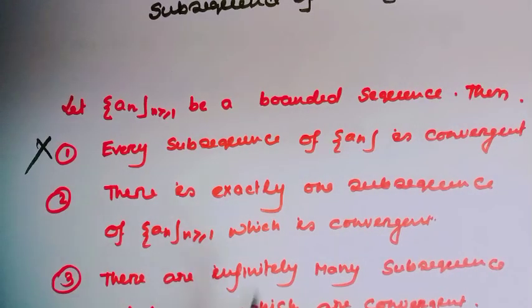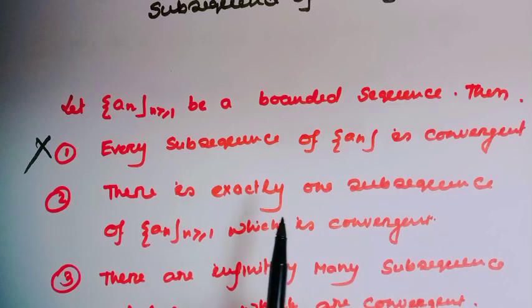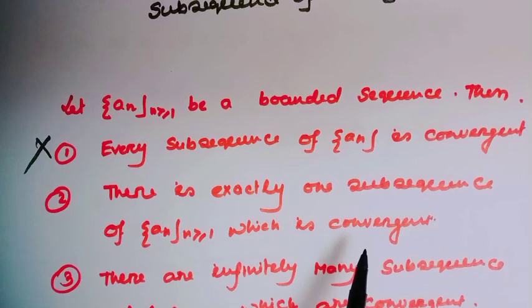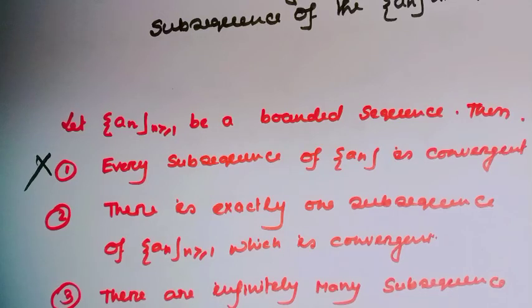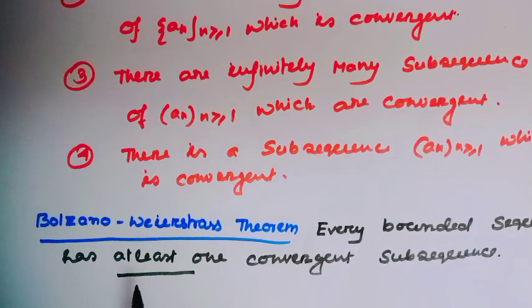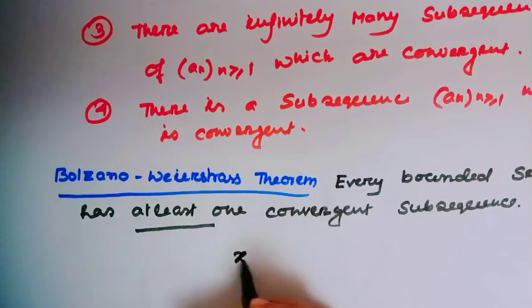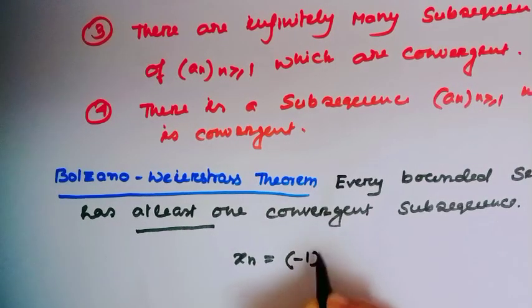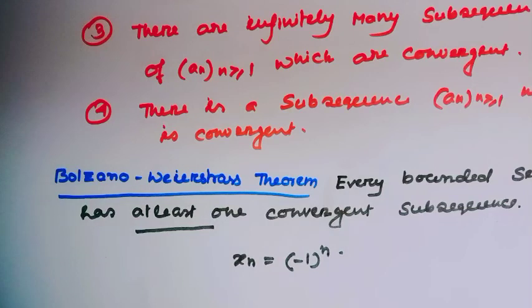Okay. Option 2, there exists exactly one subsequence of an which is convergent. Is it true? This is also a use of the Bolzano-Weierstrass theorem. Here it tells at least one convergent subsequence. It can be more than one. Let's see one example. xn equals minus 1 to the power n. This is a bounded sequence, we all know.